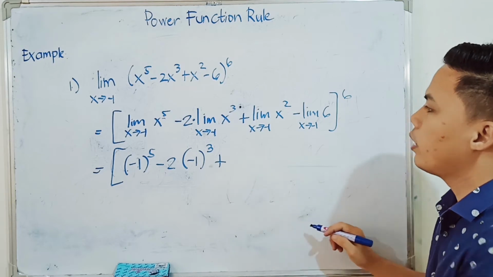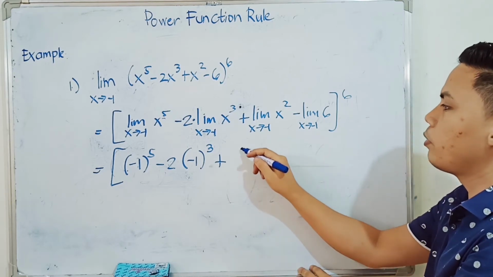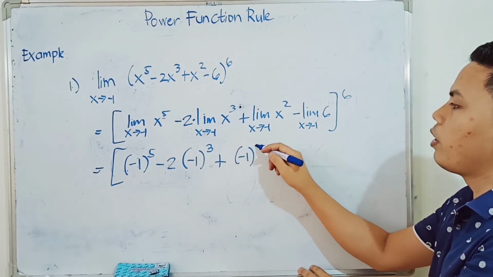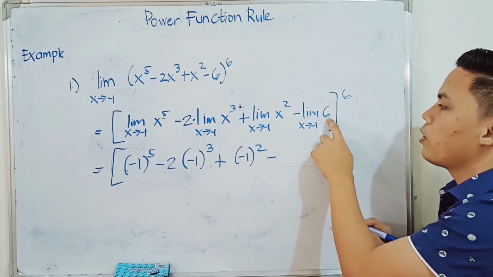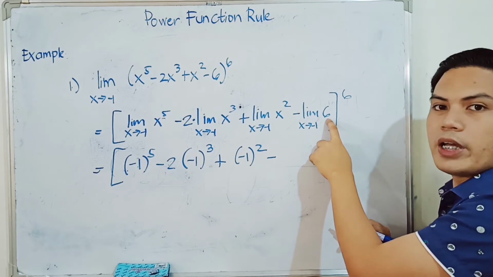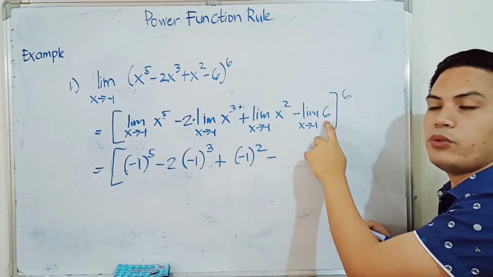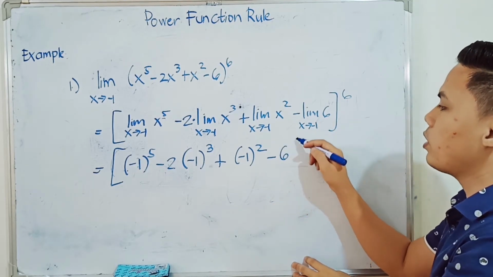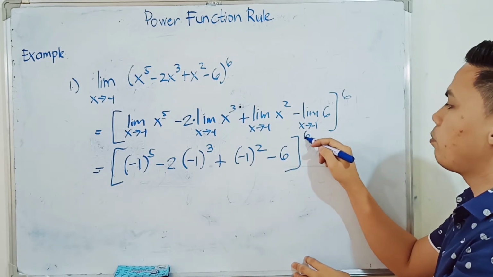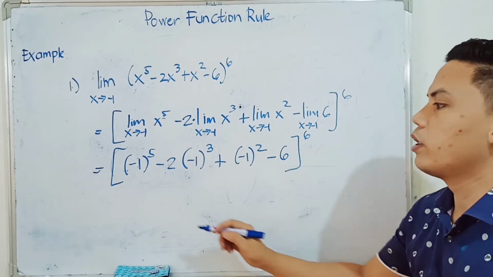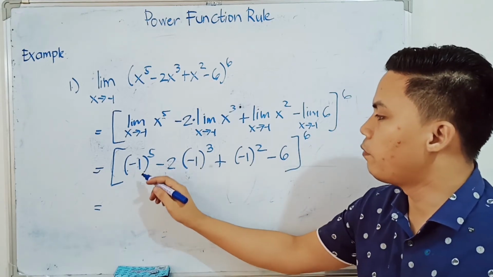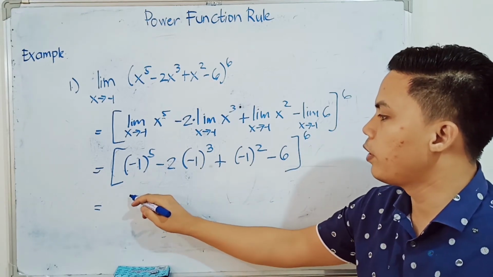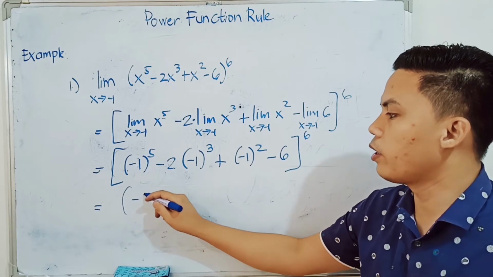Plus, same pa rin, power rule. So, we have -1 raised to the power of 2. Then, minus, since this is a constant, so our answer here is also equal to the constant. So, we have -6 quantity raised to the power of 6. Okay. Then, sisimplify lang natin. So, we have -1 raised to 5, that is equal to -1.